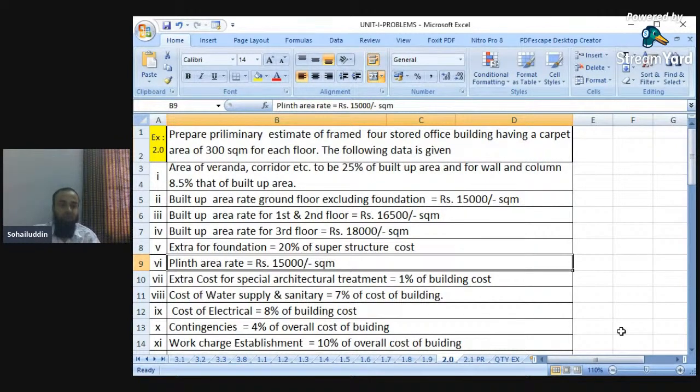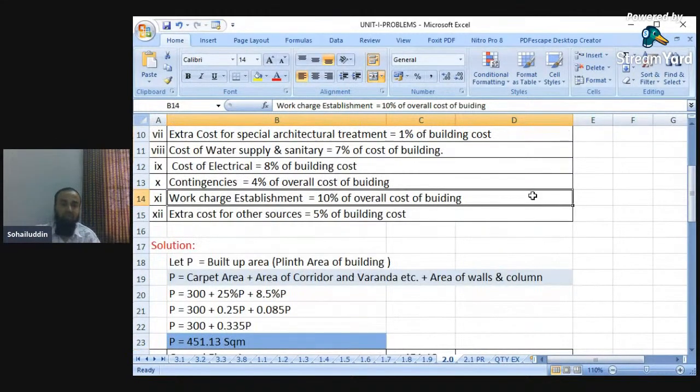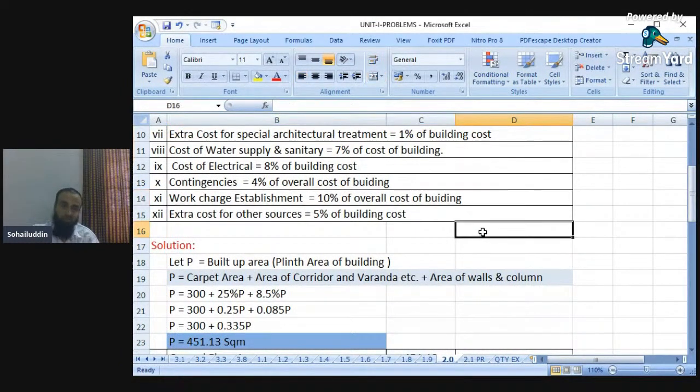Extra cost for special architectural treatment, as usual, 1% has been reserved from the building cost. 7% has been reserved for water supply and sanitary. 8% of the building cost has been reserved for electrification, and 4% is the contingencies from the overall cost. Work charge establishment is again 10%: if special equipment is required or special work is to be done, a special amount is given to the contractor for that special work. At that time work charge establishment applies, so it is 10% of the overall cost of the building.